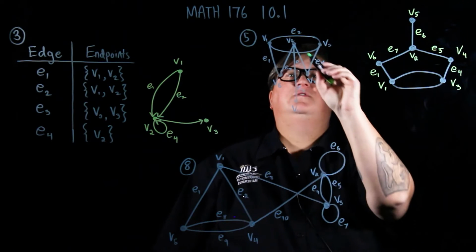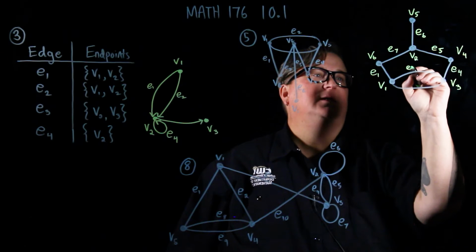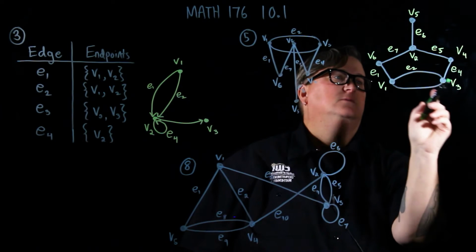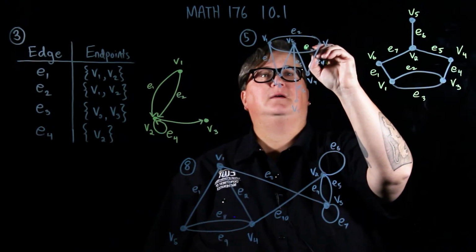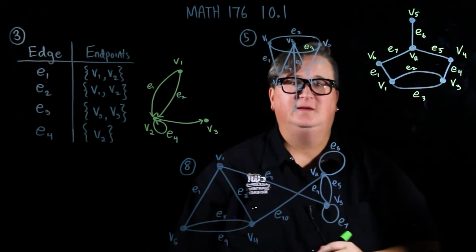And then from 1 to 3, there's edge 2 and edge... I might have forgotten to label it on here, so let's call that edge 2, and who's missing? 1, 2, I'm going to say it's edge 3. So that guy's probably missing an edge 3.